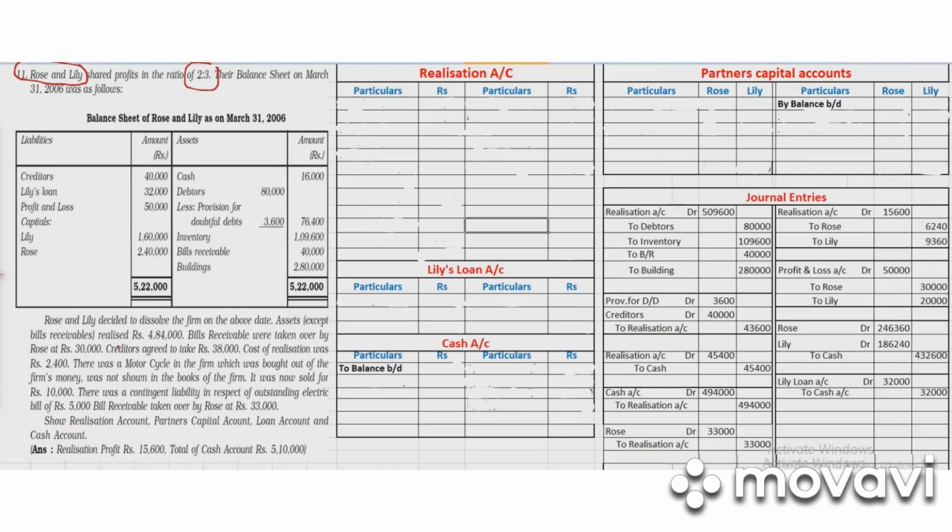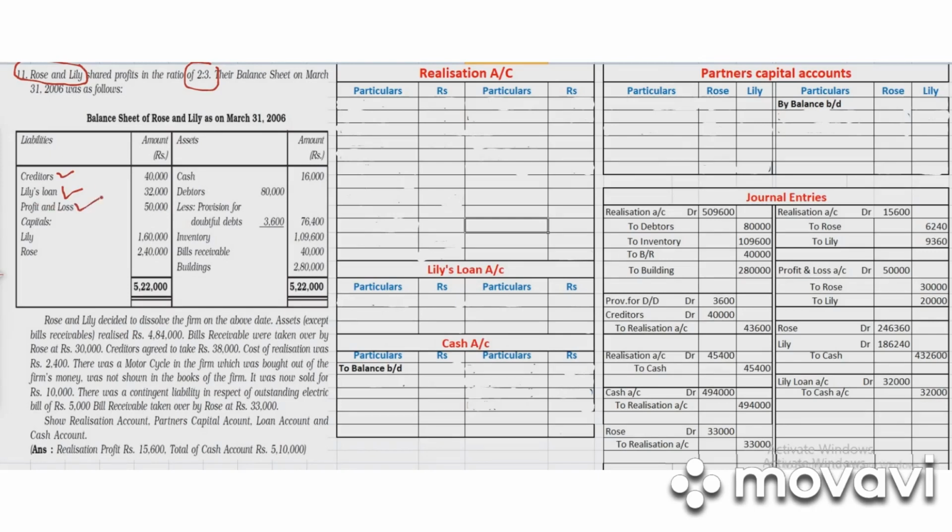Now we go to the balance sheet items. Of course, creditors are given, a normal thing. Lily's loan is given. This is a partner's loan. Lily is the partner; you can see the second partner, and that partner's loan is given. So it is a loan given to the partnership business. So for the partnership business, it is a liability. That is why it has come on the liability side. We have to think from the partnership firm's point of view only.